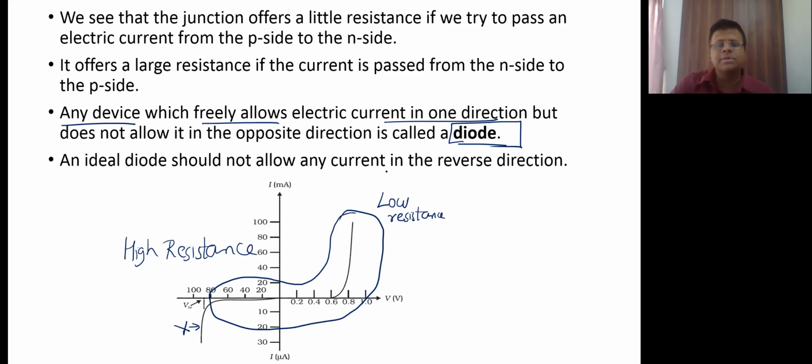And if you talk about an ideal diode, it means no current in the reverse direction. यहाँ पे तो माइक्रो एम्पियर में है, but ideal diode means a device which will not allow any current to flow in the reverse direction. But we can call the PN junction nearly an ideal diode because this current is of the order of microampere, which is very small anyway.